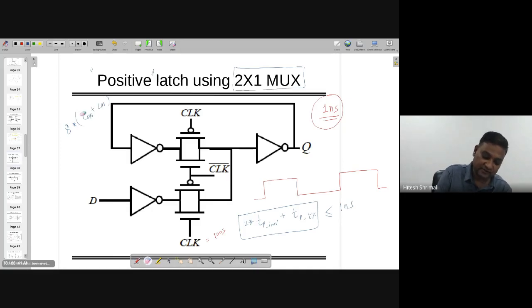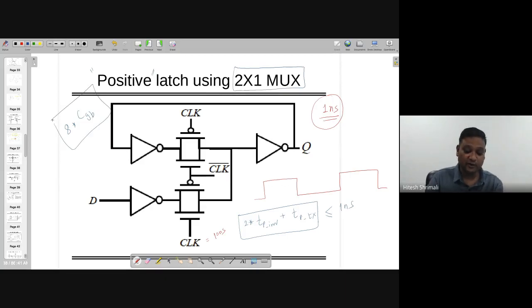Or you can say that it is 8 times the gate capacitances, right? Let's call it CGB, because that's the standard notation. So 8 times CGB, which is quite a big load over here. So the clock has to be reduced with the clock value. Why are we doing all these things?